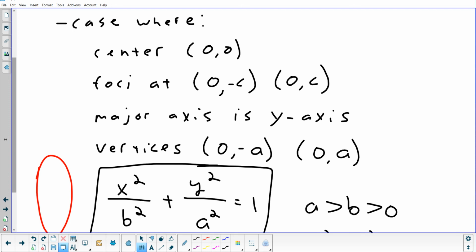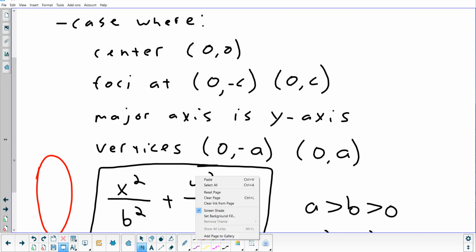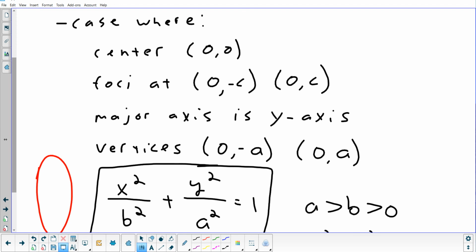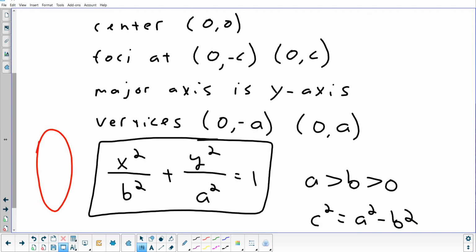Still going to be equal to 1. Still going to have a plus sign between the fractions. X squared still goes in the top on the left. Y squared is on the top on the right. A is still bigger than B. And C squared still equals A squared minus B squared. The only thing that's changing is the position of the A and the B.